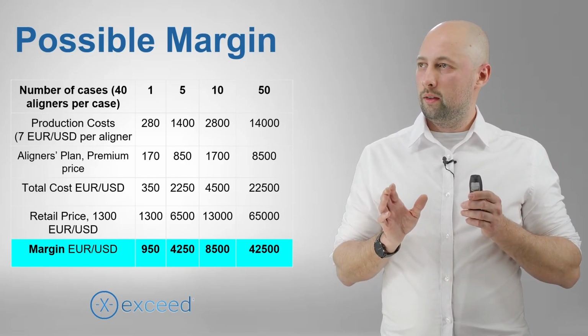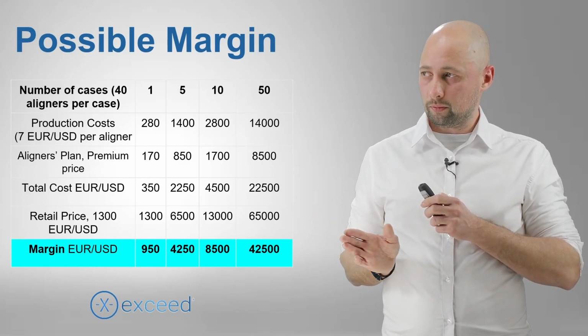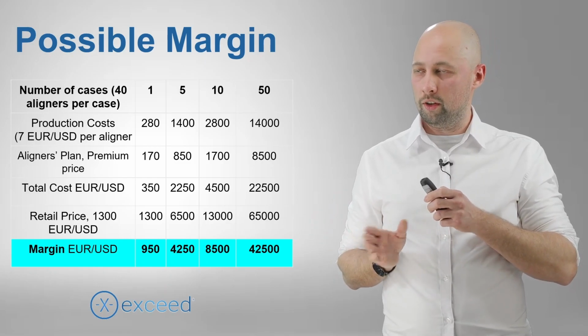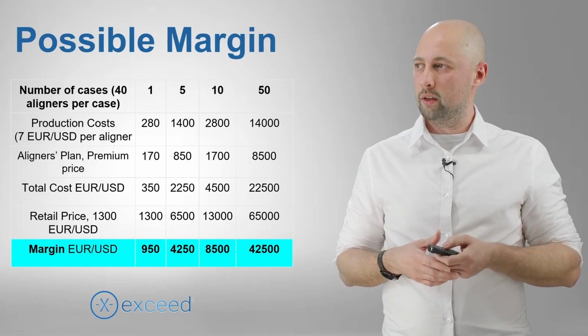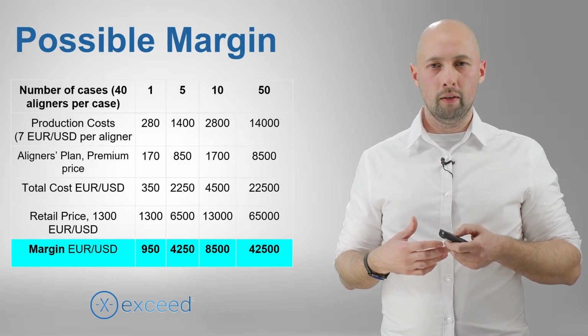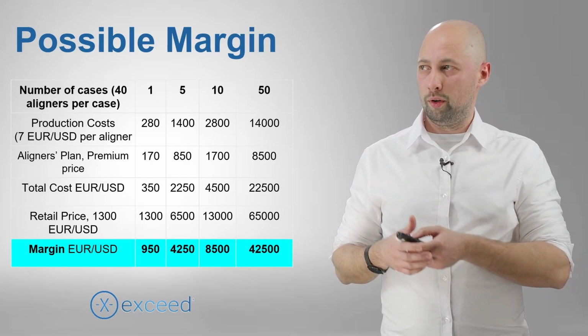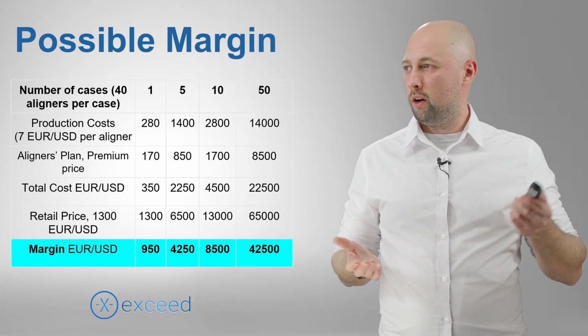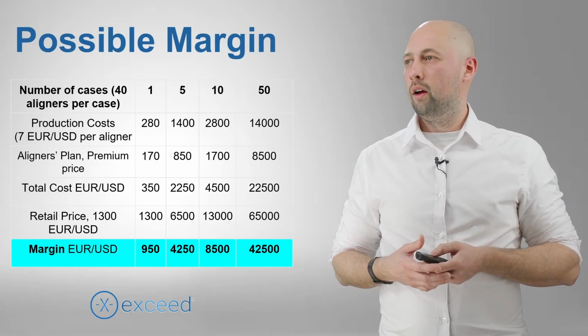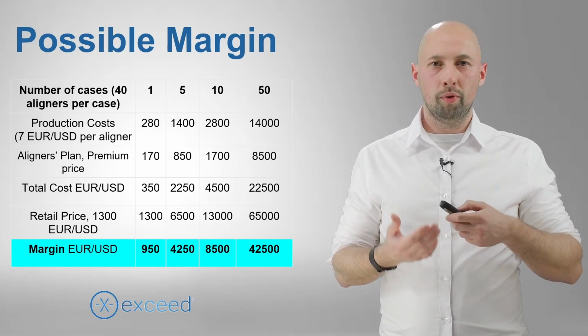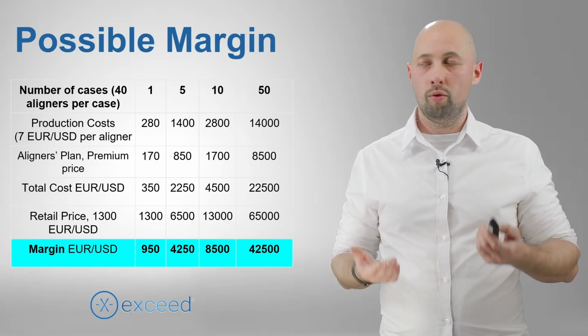So having said that, we see at the bottom that the margin, the difference between the costs and the retail price, would be about 950 for one case. And then if you produce 5 cases per month, you will have 4,250. And the more you produce, the better margin you have, of course.